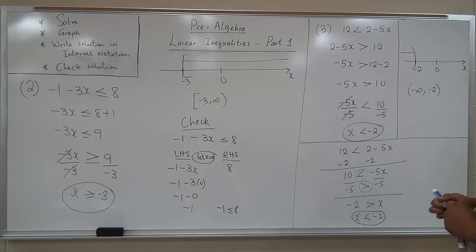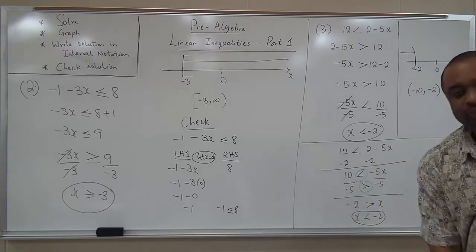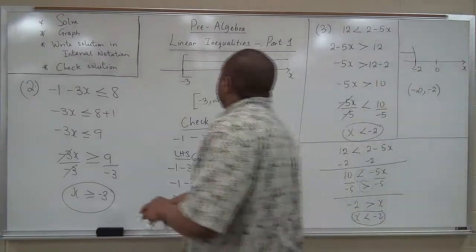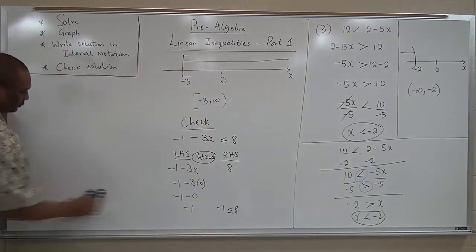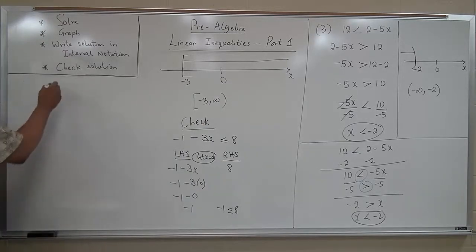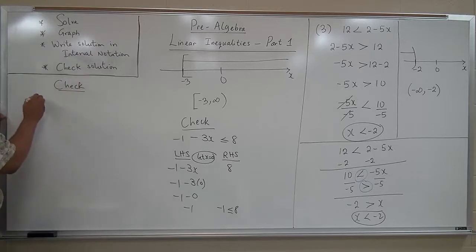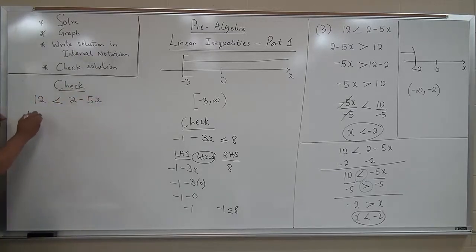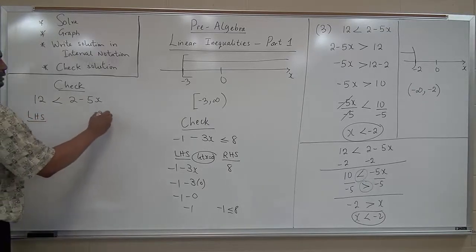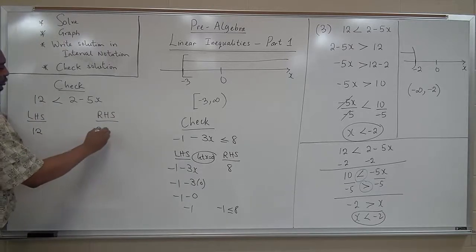Okay, now let's go ahead and check it. Like I said, we check with the main problem. We write our check first. We write the main problem, 12 less than 2 minus 5x. We write the left-hand side and right-hand side. Left-hand side is 12, right-hand side is 2 minus 5x.